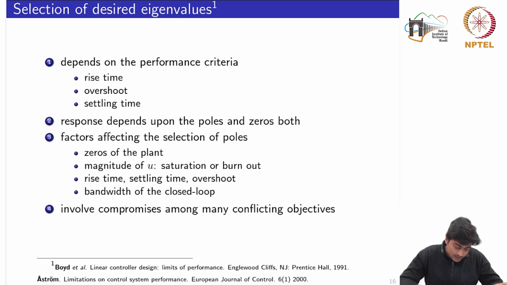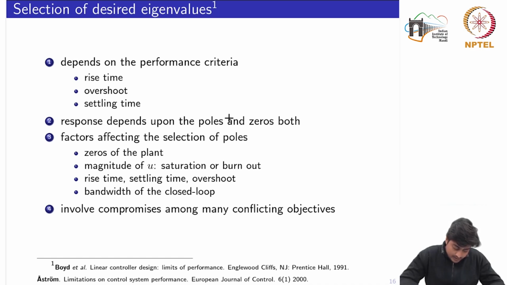First of all, it depends on the performance criteria we are targeting, meaning what our control objective is. It could be the rise time, the overshoot, or the settling time, if we speak of these criteria in terms of the time domain. In terms of the frequency domain also, the response not only depends on the poles, but also on the zeros. So far we have focused on the location of the poles and placing them using a state feedback. But the overall response is also affected by the location of the zeros.